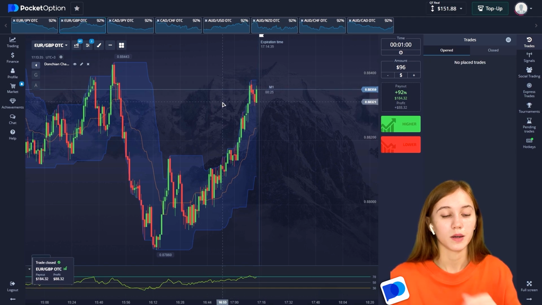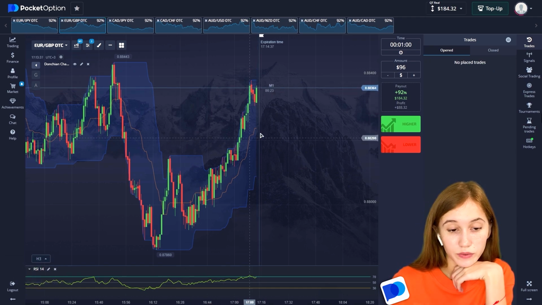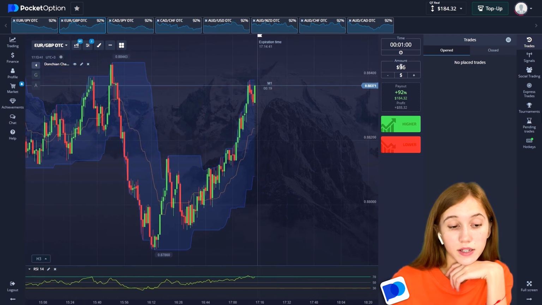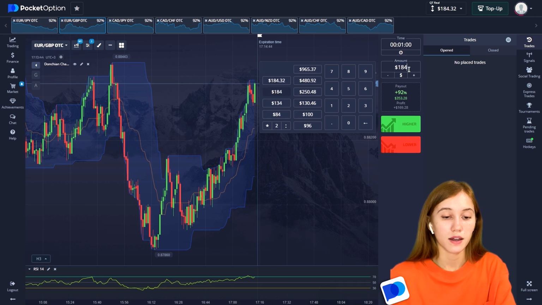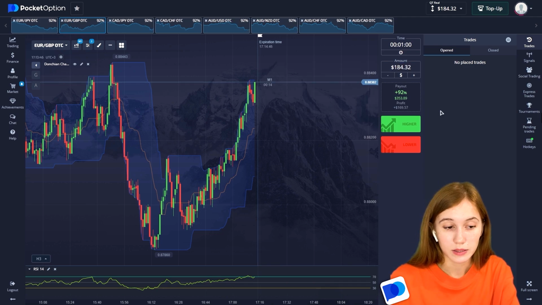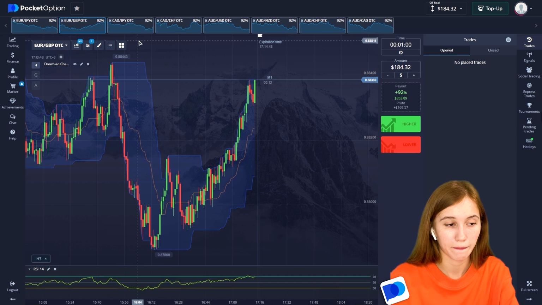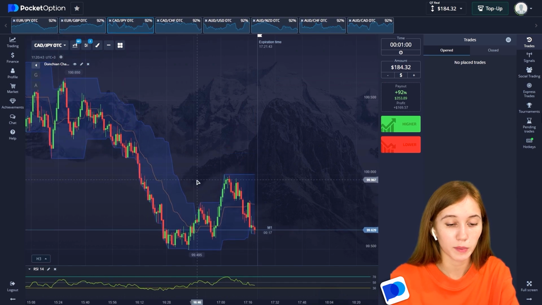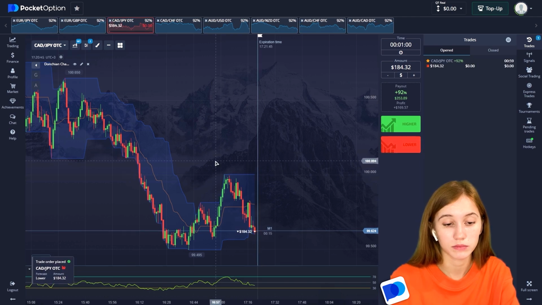Last deal, as I said, there's a reversal. Let's increase the amount of the next trade to $184. And let's move on to the next concept. Here we are. Let's open a down deal.